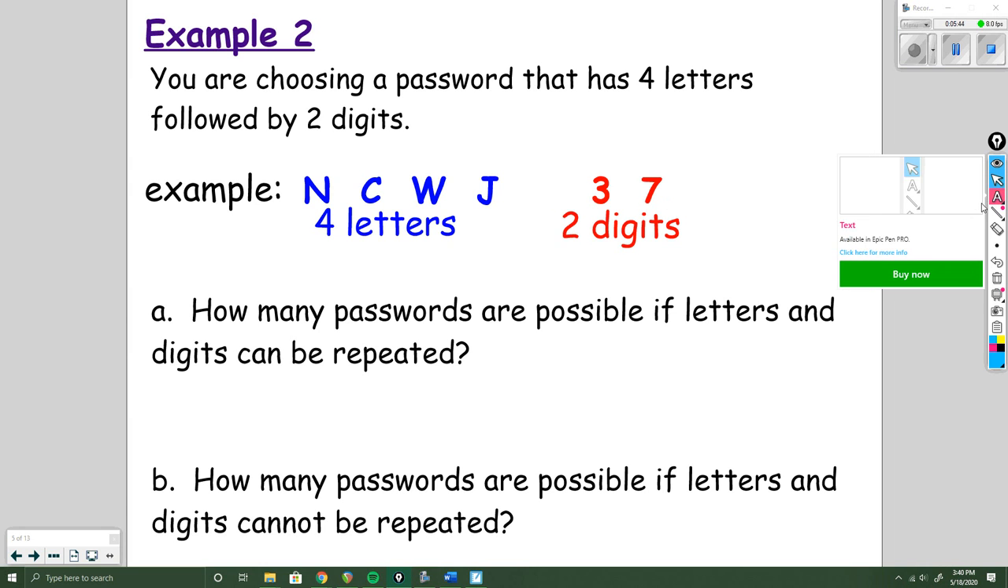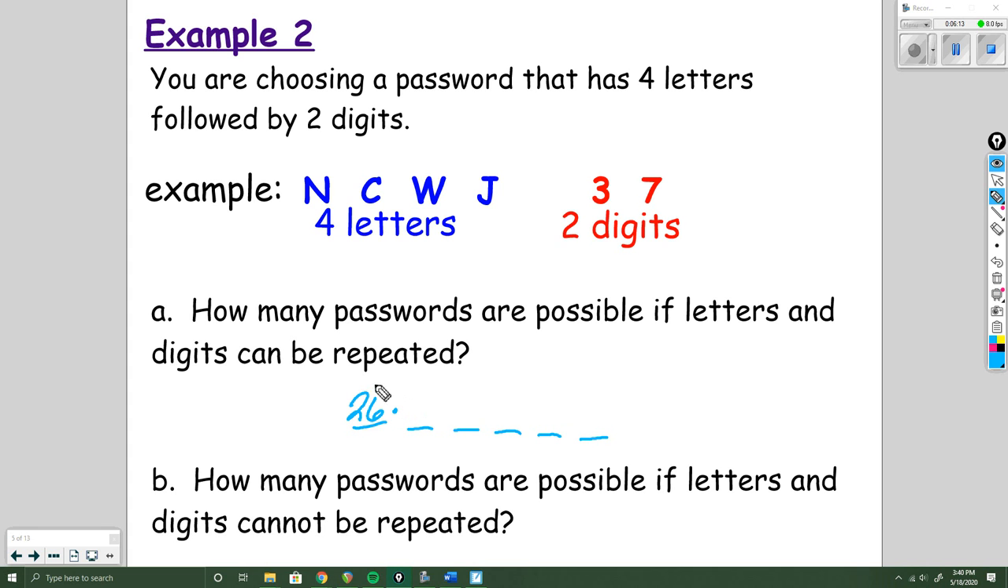So we already know that this password is going to contain, because it's one of the requirements for this question, 6 characters. The first 4 of which are going to be letters, the second 2 are going to be digits. In order to figure out the number of different passwords that are possible, if letters and digits can be repeated, we have to figure out how many letters there are in the alphabet, which is 26. And if we choose a letter, can we choose it again? And this says letters and digits can be repeated.